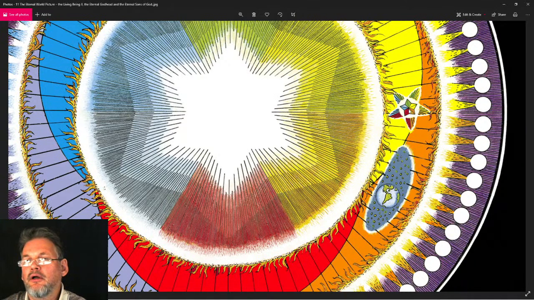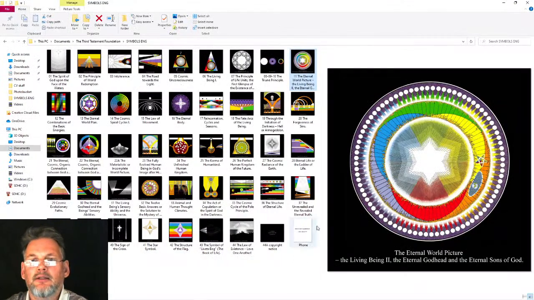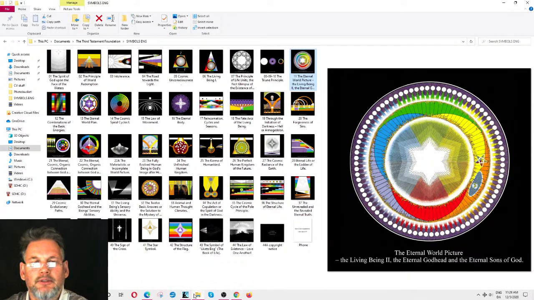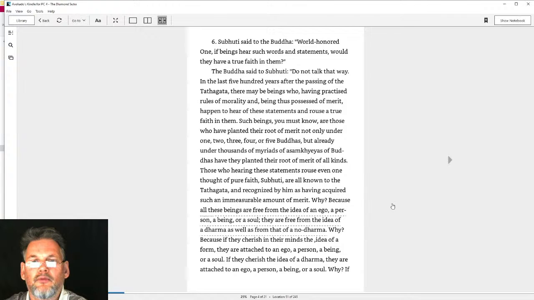He also calls it cosmic clairvoyance. It's the ability to see everything the way it is, and that's, I think, in Buddhism the Anuttara Samyak Sambodhi, or the Supreme Enlightenment. A person who has cosmic consciousness is called a Tathagata in Buddhism, right? So, because all these beings are free from the idea of an ego, a person, a being, or soul, they are free from the idea of a dharma as well as from that of no dharma.